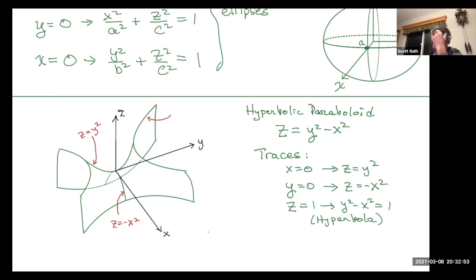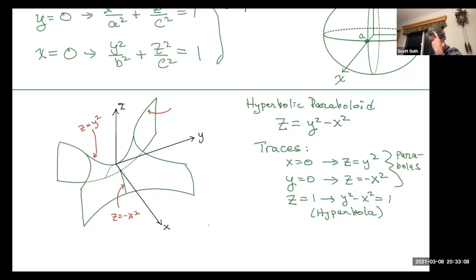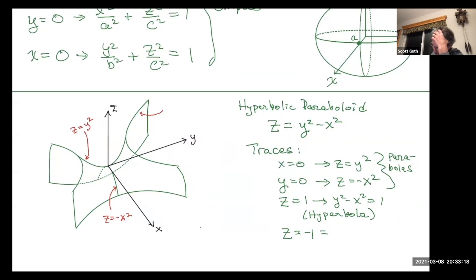So you can see we're getting parabolas. These two guys are parabolas. Okay. Or hyperbolas in our cross sections. If you do z equals negative 1, you get a different hyperbola. Look at it and you'll see it's y squared minus x squared equals negative 1, which is the same as x squared minus y squared equals positive 1.